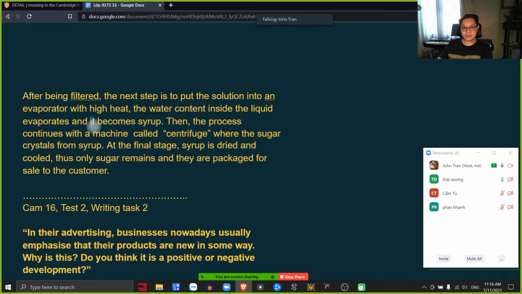If you use the word it here to refer to the water content inside the liquid, it's wrong because the water just disappeared. But if you use it here to refer to the juice, then where is the juice? So you should not use the word it here, okay?